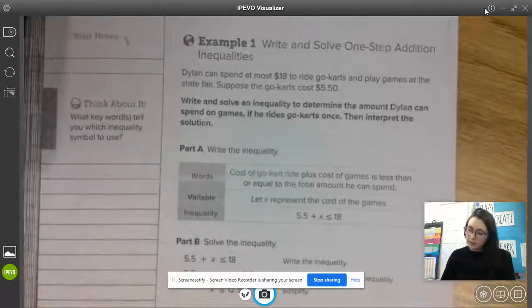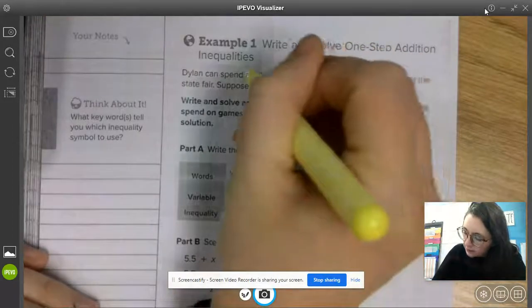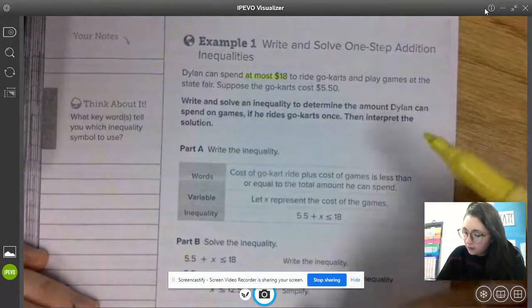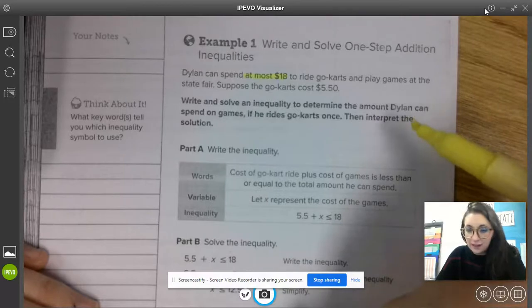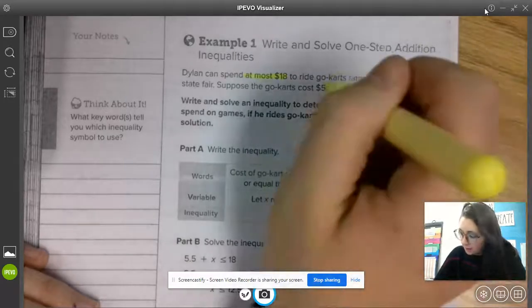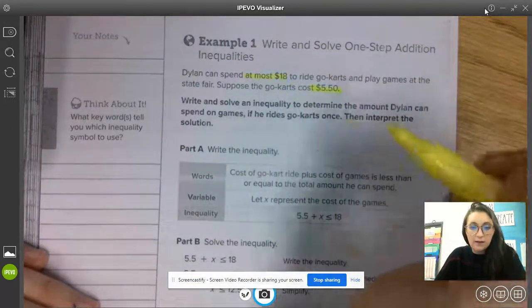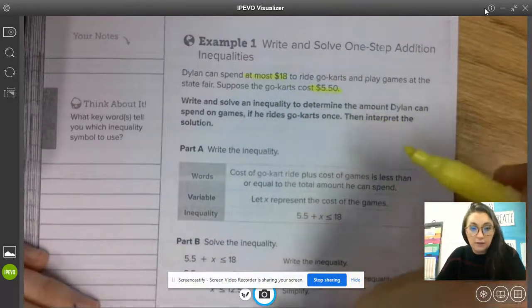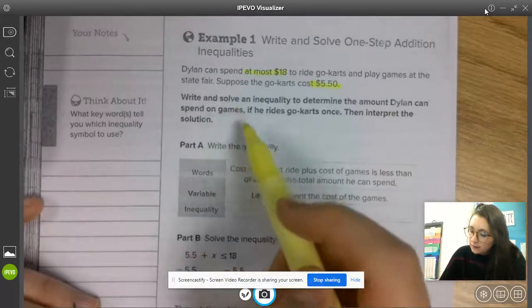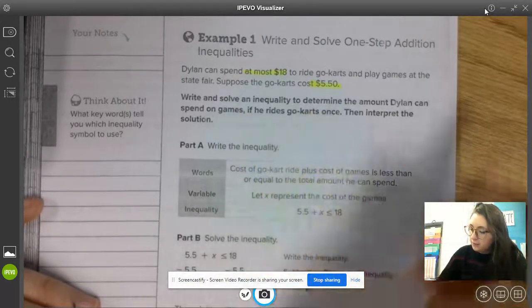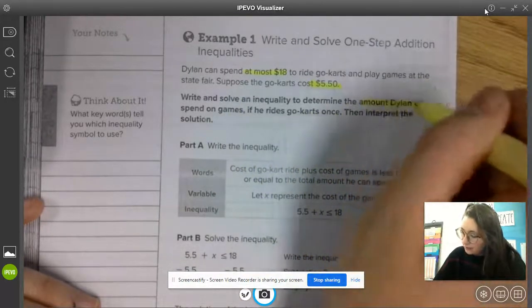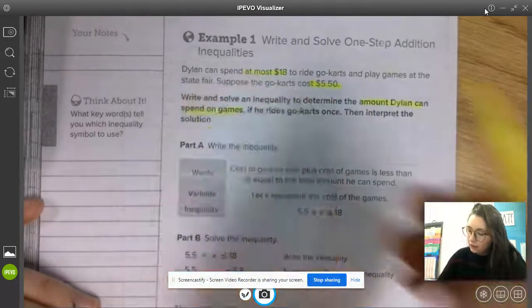So, Dylan can spend at most $18 to go ride go-karts and play games at the state fair. Suppose the go-karts cost him $5.50. So the two things I know right now, Dylan only has $18 and go-karts are going to run him $5.50. Write and solve an inequality to determine the amount Dylan can spend on games. Okay, so that's what I'm going to determine.